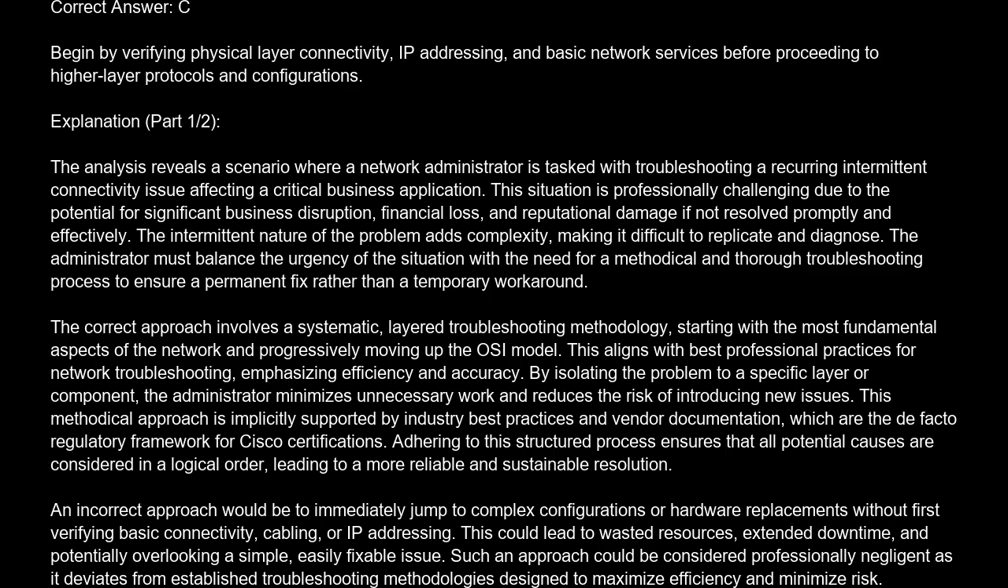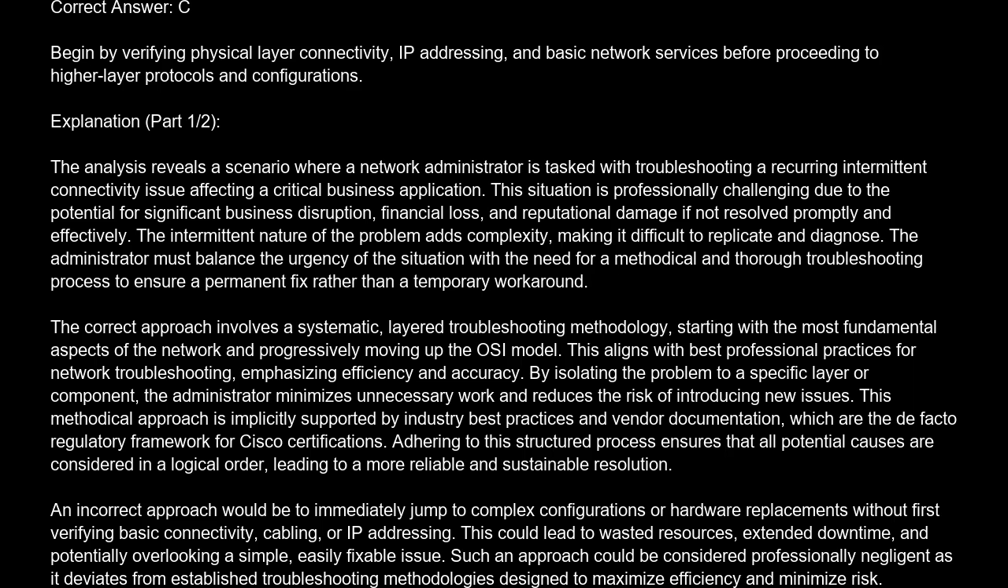Explanation. The analysis reveals a scenario where a network administrator is tasked with troubleshooting a recurring intermittent connectivity issue affecting a critical business application. This situation is professionally challenging due to the potential for significant business disruption, financial loss, and reputational damage if not resolved promptly and effectively. The intermittent nature of the problem adds complexity, making it difficult to replicate and diagnose. The administrator must balance the urgency of the situation with the need for a methodical and thorough troubleshooting process to ensure a permanent fix rather than a temporary workaround.